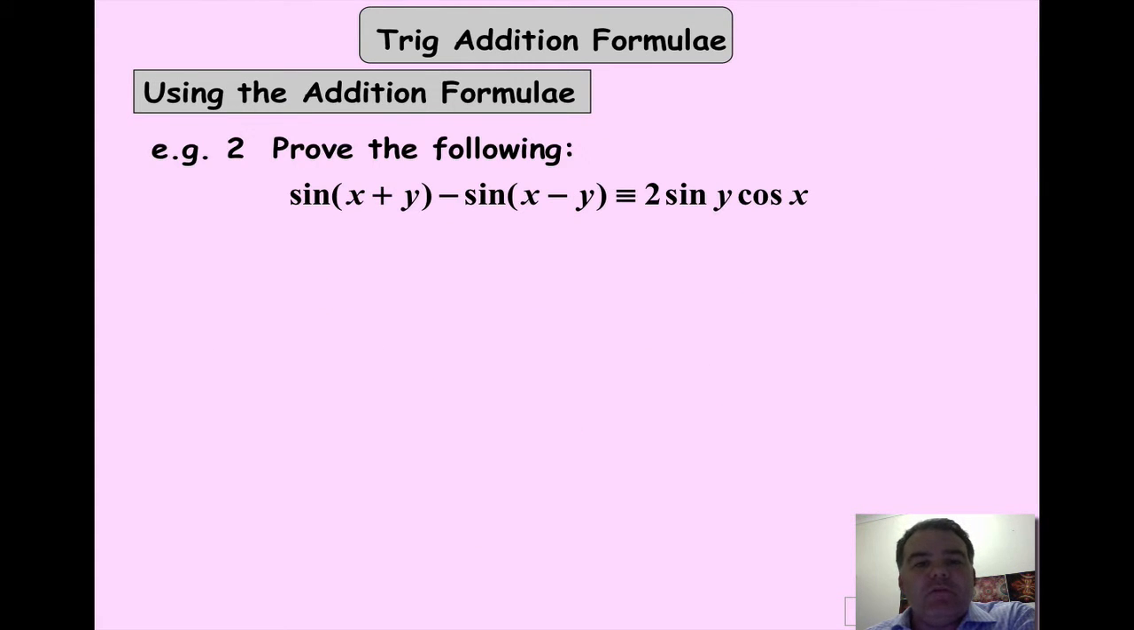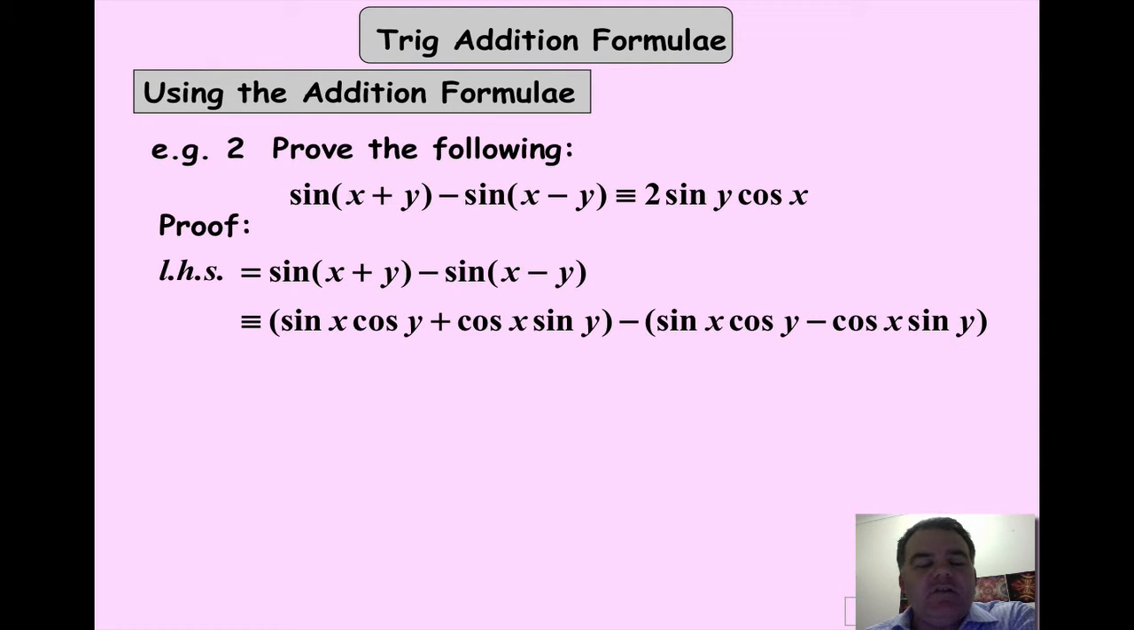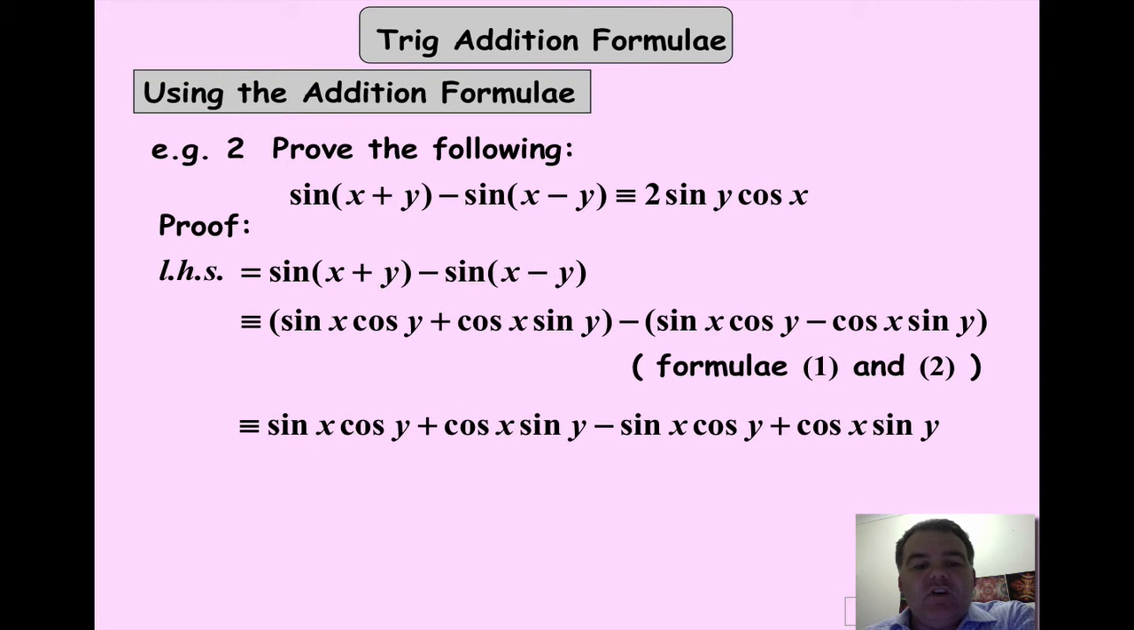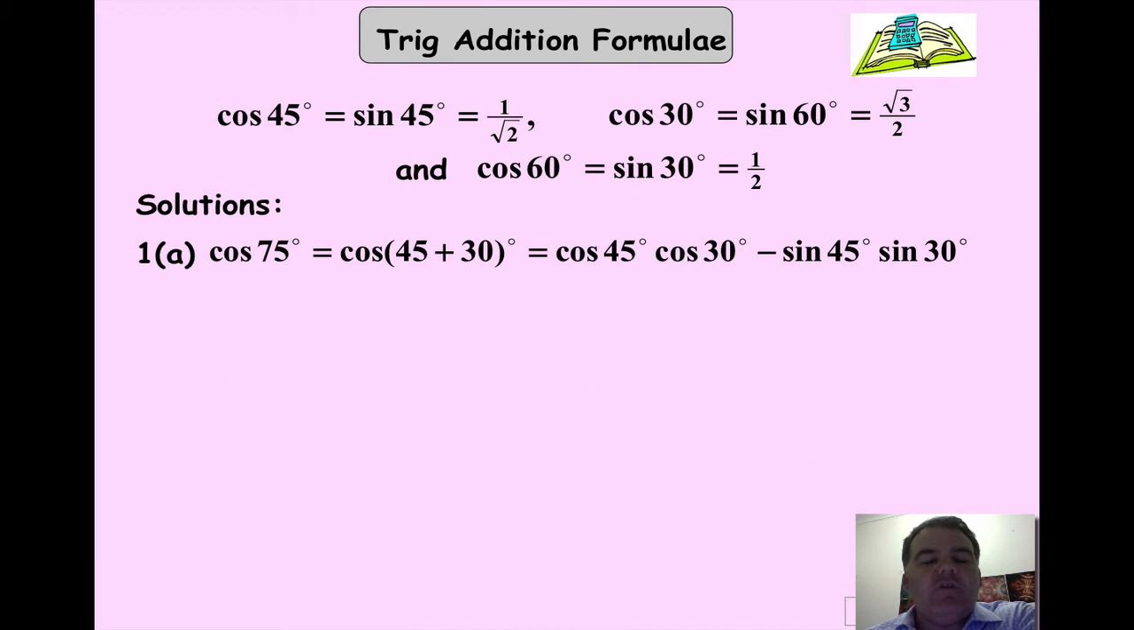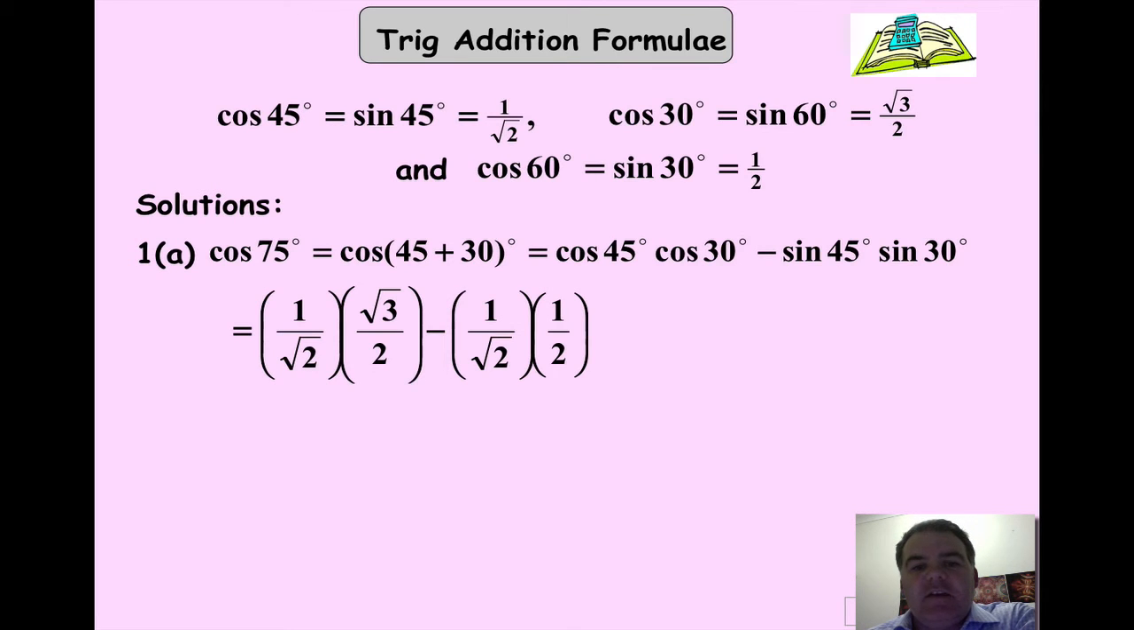We can use it in proofs. So on the left-hand side here, we can expand the left-hand side, use the identities for sine x plus y and sine x minus y, show that you get some cancelling there, leaving us with the answer. So all kinds of questions you could do. Here's one more example. If we wanted to do cos 75, that's 45 plus 30. And then just put in the exact values that you know for cos 45, sine 45, cos 30 and sine 30. That gives you the exact value of cos 75.